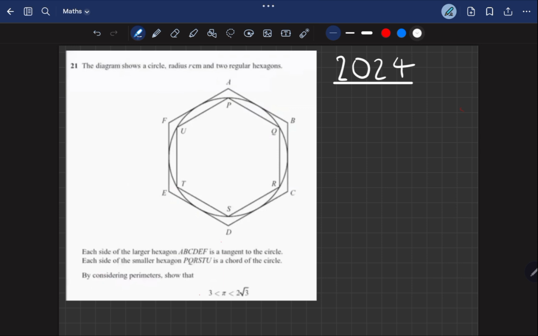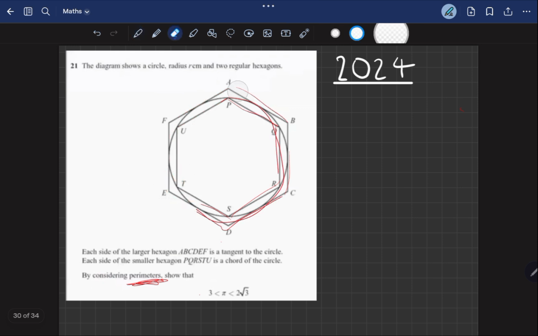Okay, now the fact that the question says by considering perimeters is a massive hint. And the reason is, from the diagram, let's just look at what perimeters we see. We know that the perimeter of the small hexagon is less than the perimeter of the circle, and the perimeter of the circle is less than the perimeter of the big hexagon. This is quite easy to see just visually.